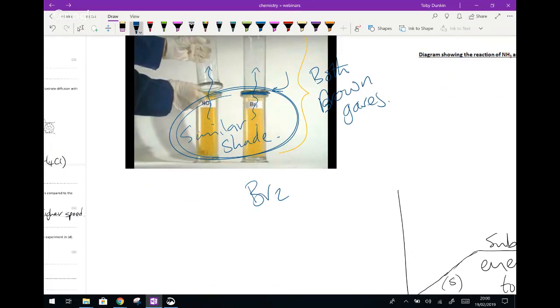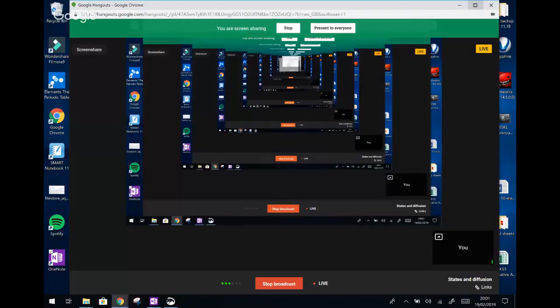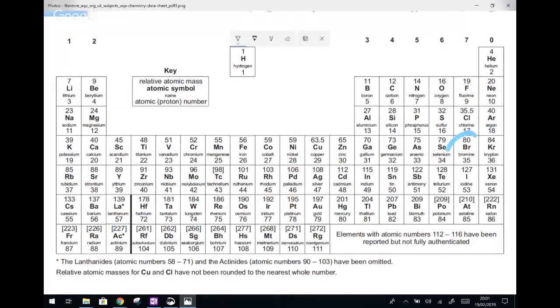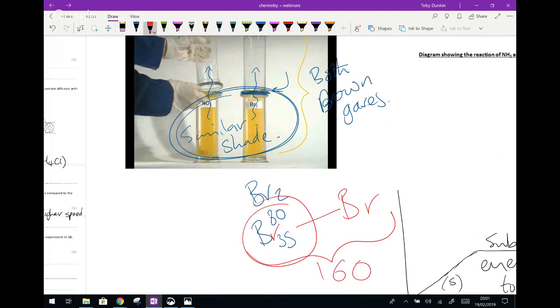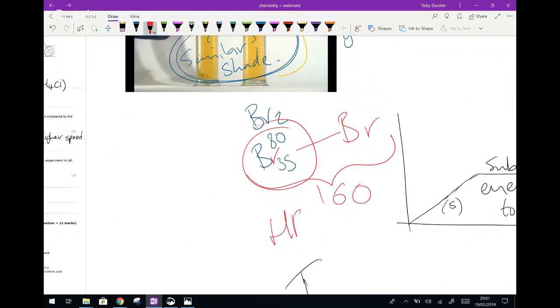I've got bromine gas. Bromine on the periodic table is 80 and 35. Oh, no, I've forgotten my atomic number. I'm going to go and check. Yes, love it. So bromine 80 and 35. But remember, I've made a mistake there. Bromine travels around in pairs. What that means is its Mr is 160. That is one heavy gas.